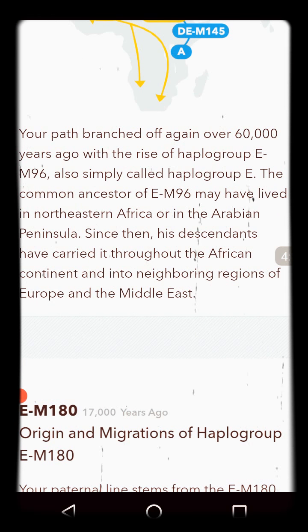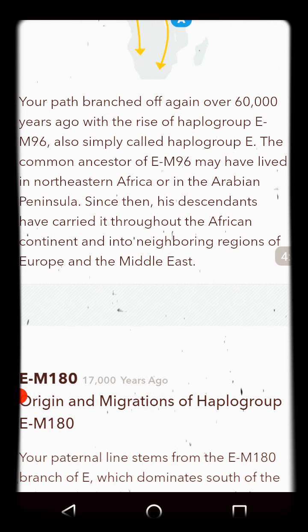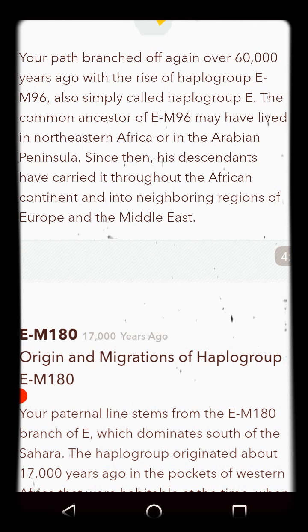Your path branched off again over 60,000 years ago with the rise of haplogroup E-M96, also simply called haplogroup E. The common ancestor of E-M96 may have lived in northeastern Africa or in the Arabian Peninsula. Since then, his descendants have carried it throughout the African continent and into neighboring regions of Europe and the Middle East.